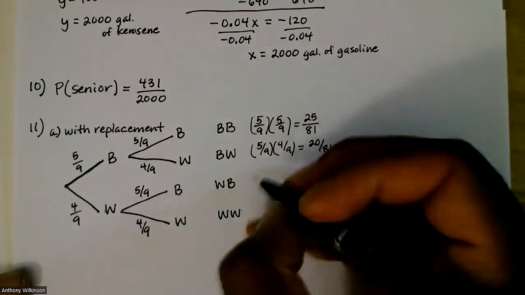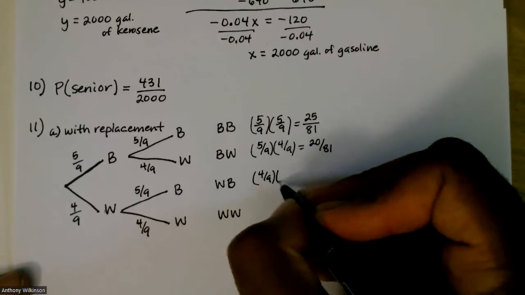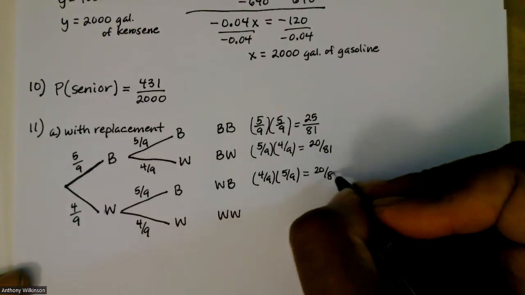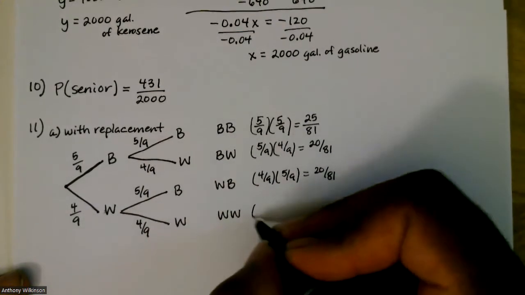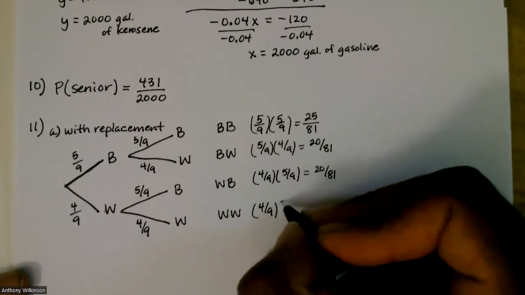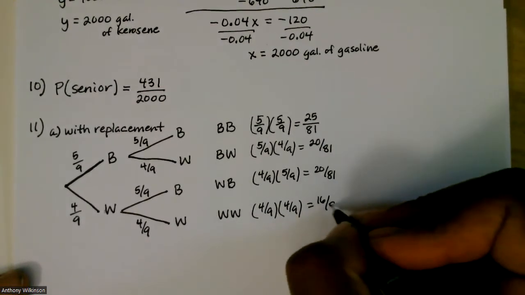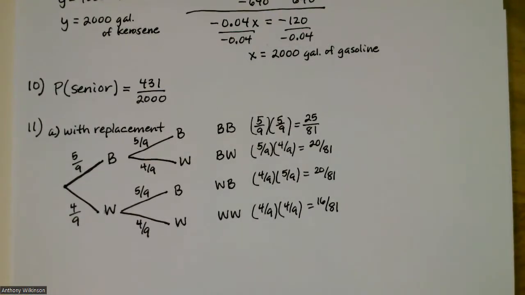And then this next one, 4 9ths times 5 9ths for a white and a black. That's also going to be 20 over 81. And then for a white and a white, 4 9ths times 4 9ths. That will be 16 over 81. All right, so that's part A right there, drawing the tree diagram.